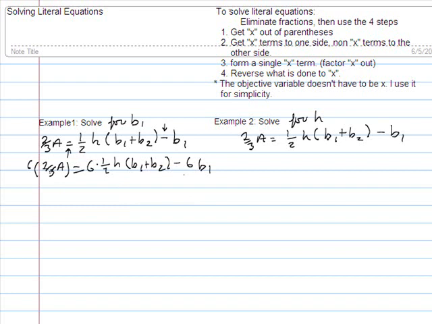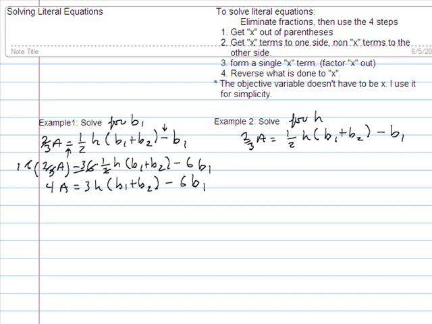Okay, in the first term, the 3 cancels the 3, leaving a 2, so this becomes 4a. In the next term, the 2 cancels the 2, leaving a 3. So this becomes 3h (b1 plus b2). And there's nothing special in the third one. That's just 6b1.